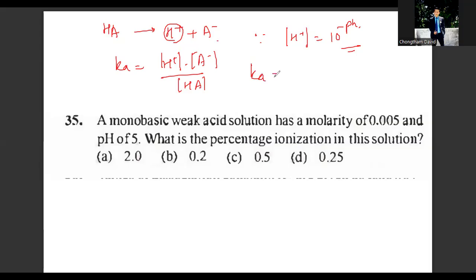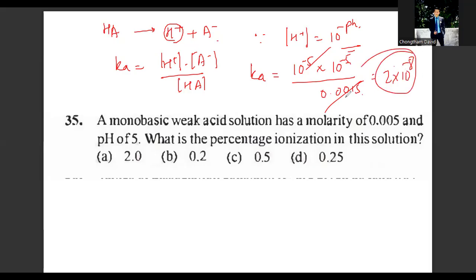What can be concluded here is that the dissociation constant of this acid would now be written as 10 to the power minus 5 squared, divided by 0.005. Cancel this. Minus 10, 5 by 10 to the power minus 3. So it will be 2 into 10 to the power minus 8.